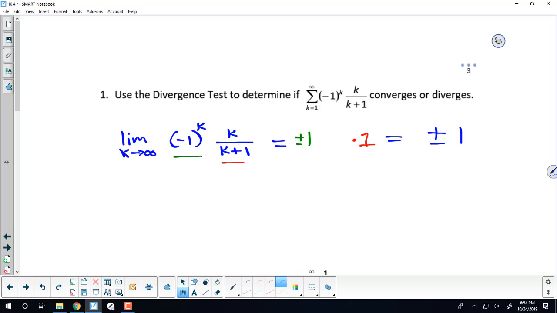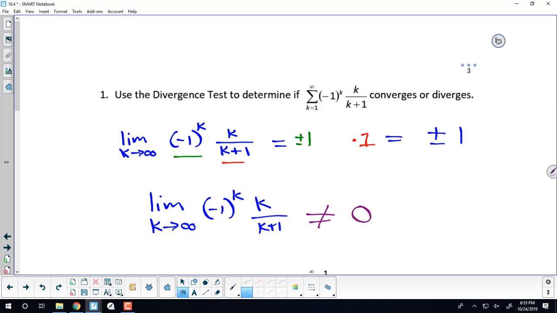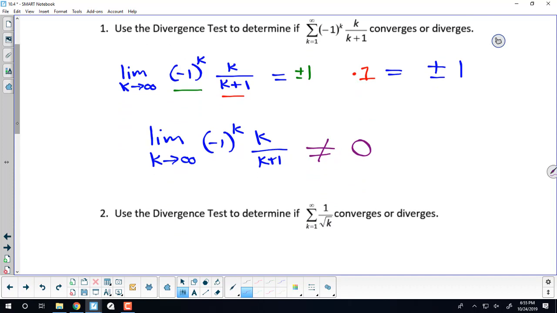So is there anything we can conclude from the divergence test? It diverges, right? If it's 1, it's not 0, diverges. If it's -1, not 0, diverges. So the conclusion then is that this limit is not equal to 0. And anytime your kth term at infinity is not 0, that's enough to say that that series does not converge, diverges.